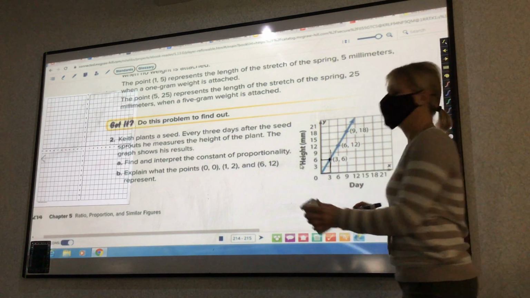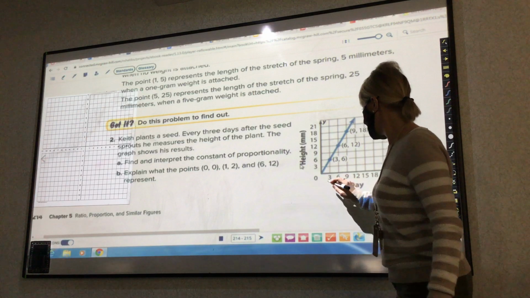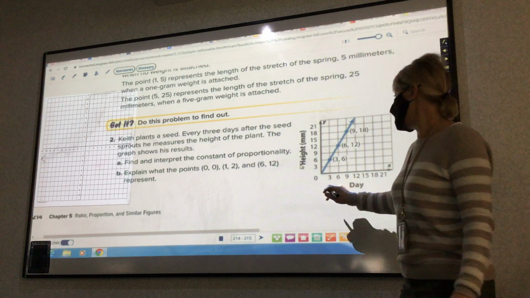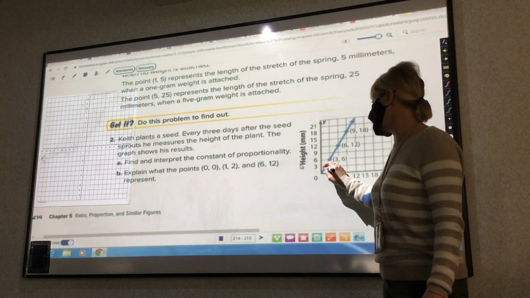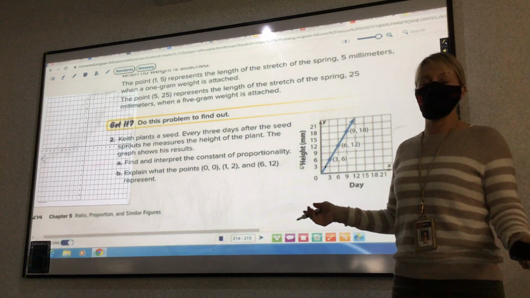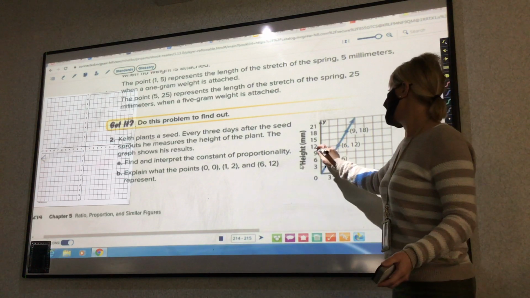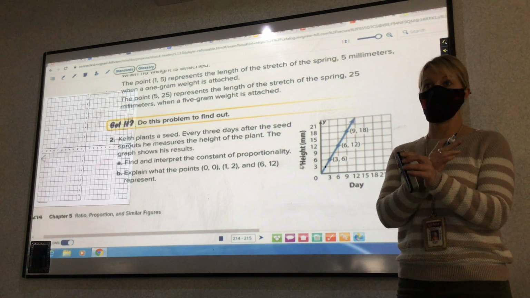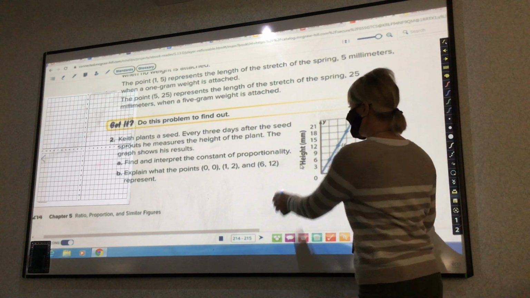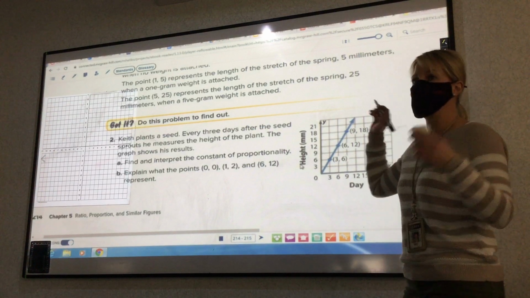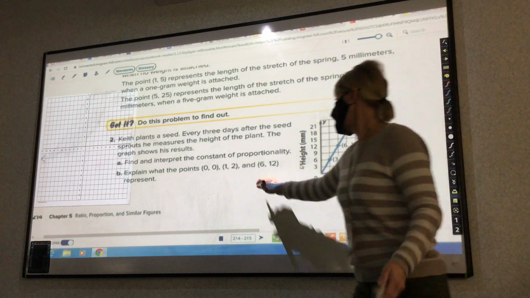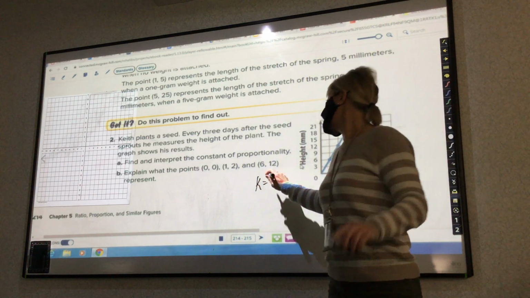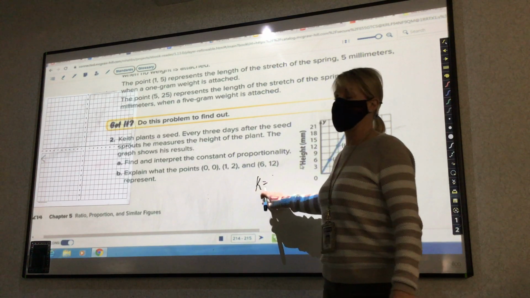Does that make sense? I am not going to try to use 1 because 1's not here. This would be like 1.5, but I don't know if that's exactly 1.5, right? So find out where the lines, where the X and Y axis cross exactly. Okay, does that make sense? Okay, so then to find the constant of proportionality, what is my formula? K equals what? No, my constant. How do I find my constant?